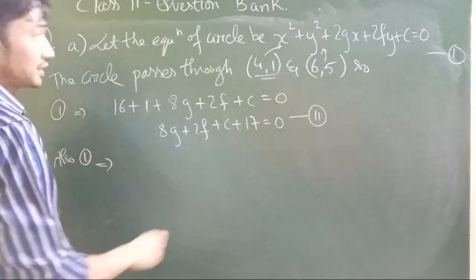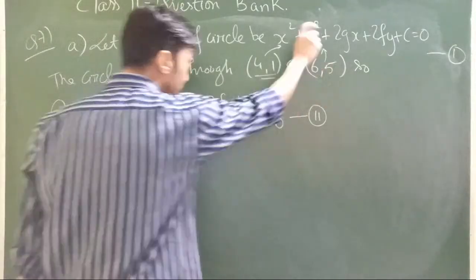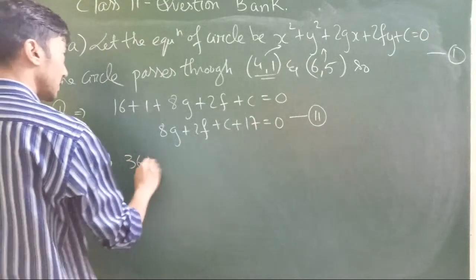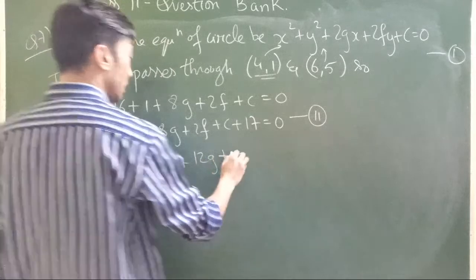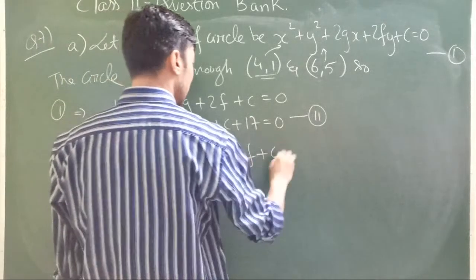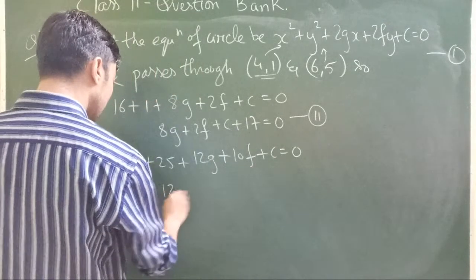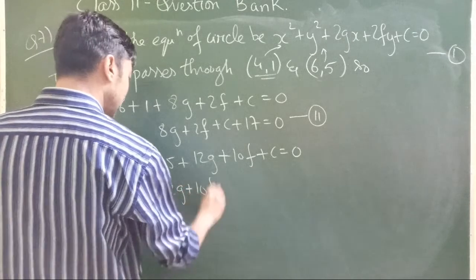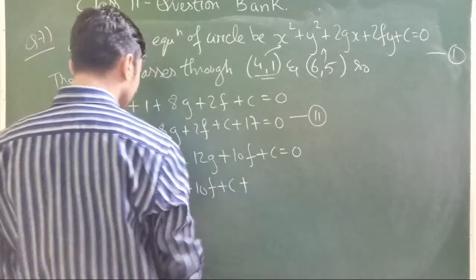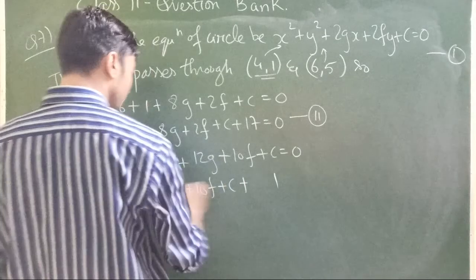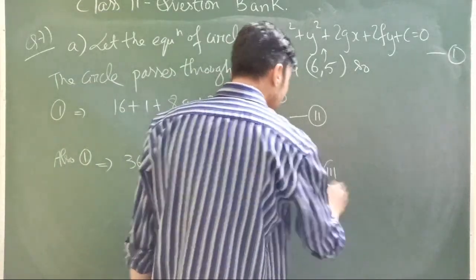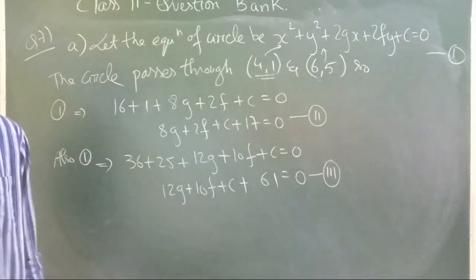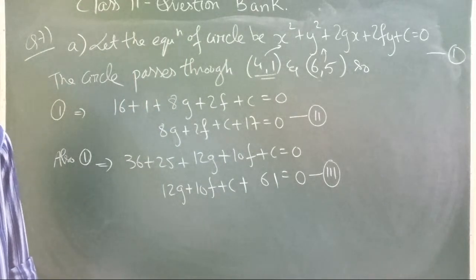Second equation, the point satisfying this equation: 6 square is 36, 5 square is 25, 2 6s are 12g, 2 5s are 10f, plus c equal to 0. Simplifying, that is 12g plus 10f plus c plus 61 equal to 0. Now how you solve it is completely up to you.